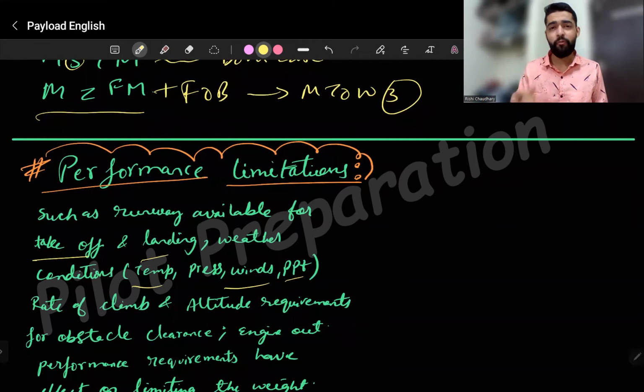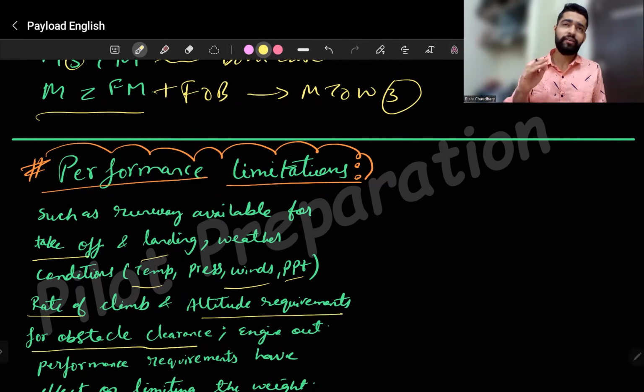If the performance of the aircraft is affected, a high amount of fuel is required to land the aircraft or to drive the aircraft. So if a high amount of fuel is required, somewhere we have to decrease the load, isn't it? To have the maximum takeoff weight, isn't it? So what we'll do in this kind of case is reduce the load. Then rate of climb and altitude requirement for obstacle clearance.